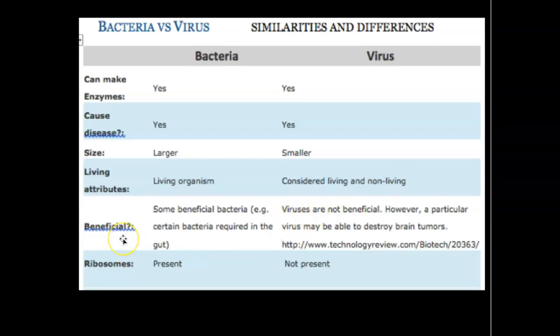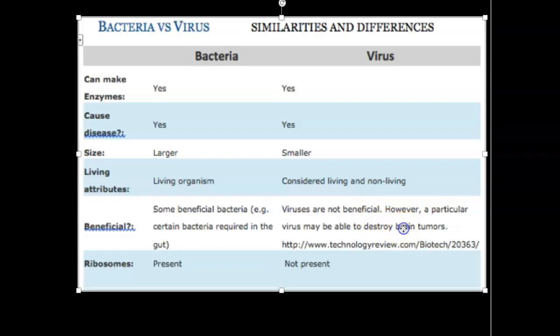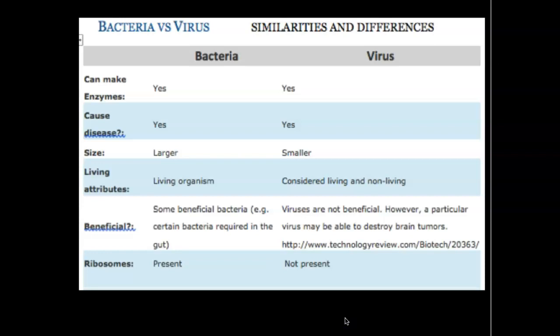Are they beneficial? Bacteria, some beneficial bacteria. Remember, there's bacteria in the gut, and that helps to digest your food. There are bacteria in the environment, and those are very good. Viruses are not beneficial. However, a particular virus may be able to destroy brain tumors. I find that to be beneficial. But you know what? If brain tumors weren't there to begin with, then we wouldn't need that virus.